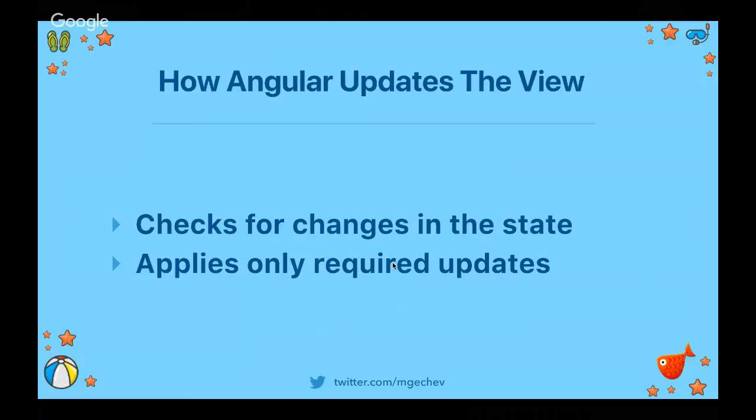Okay. So now we can take a look at how Angular updates its view. Well, basically, Angular is going to check for changes in the state, because it uses dirty checking. So it is going to check whether there are any updates in the state. And if Angular finds any updates, it is going to update only the pieces of the view which depend on this specific piece of the state.